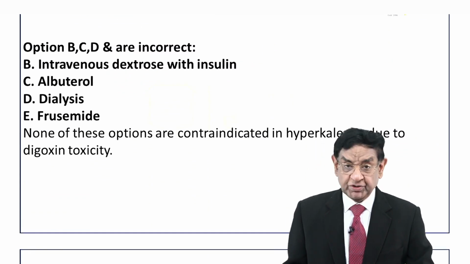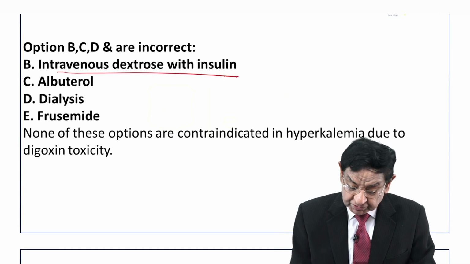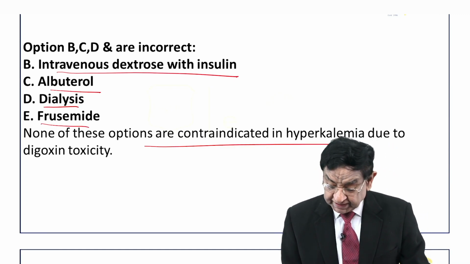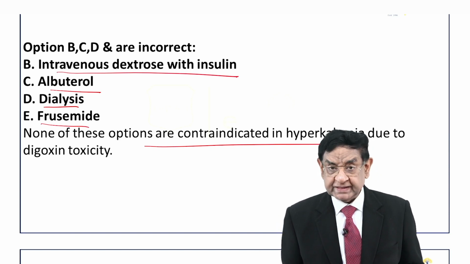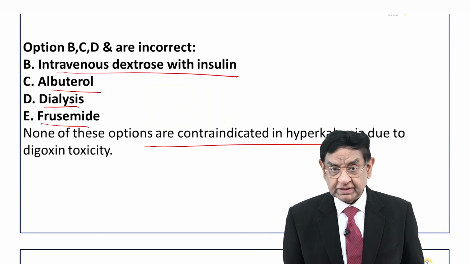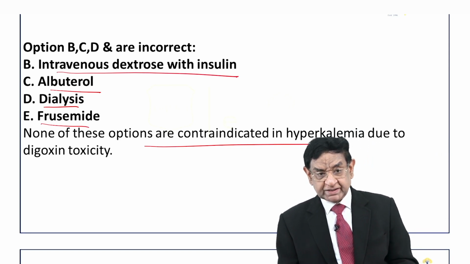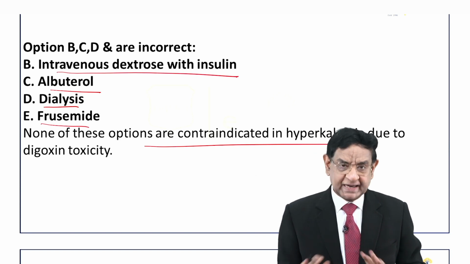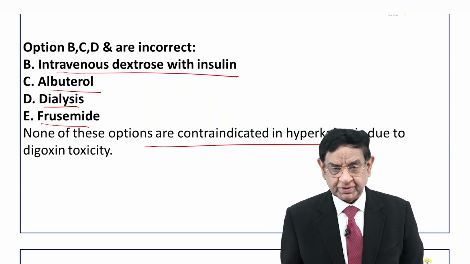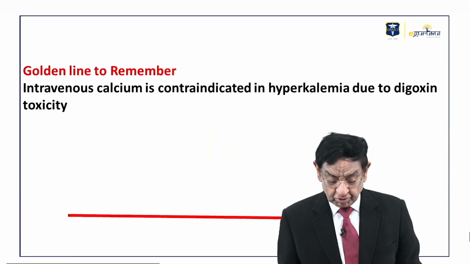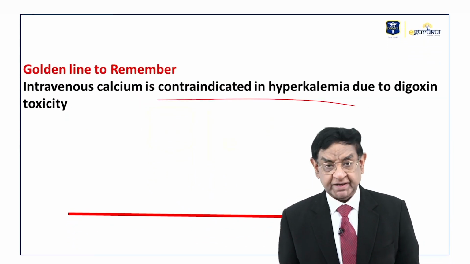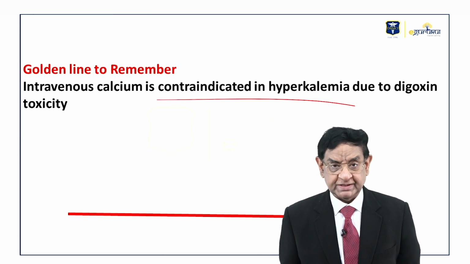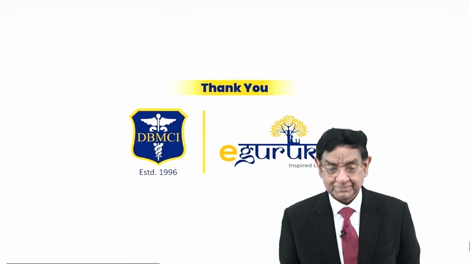If you look into the other options, intravenous dextrose with insulin, albuterol, and dialysis are not contraindicated in hyperkalemia due to digoxin toxicity. They can be given if needed, all depending on how we are going to manage it. Normally these are not needed, but at least they are not contraindicated. So, the golden line to remember: intravenous calcium is absolutely contraindicated in hyperkalemia due to digoxin toxicity. Thank you very much.